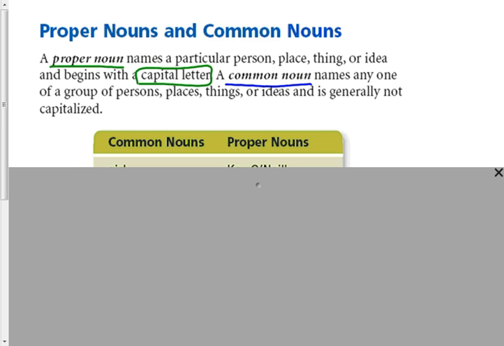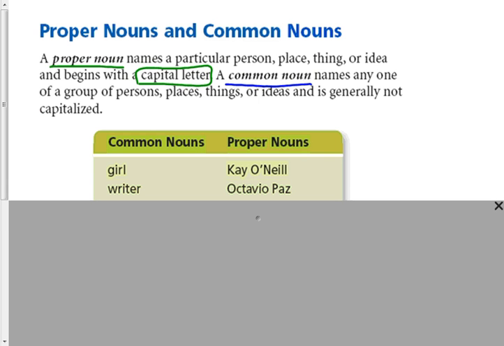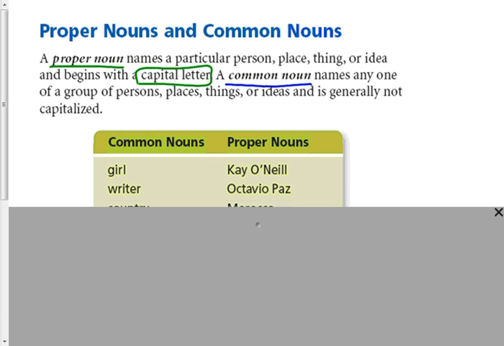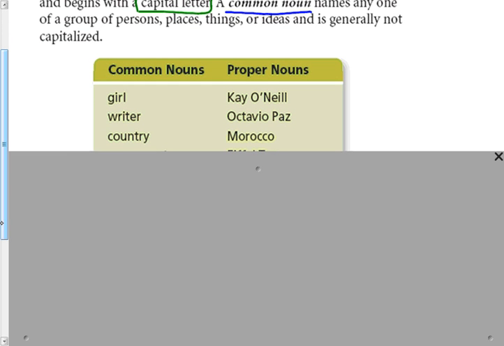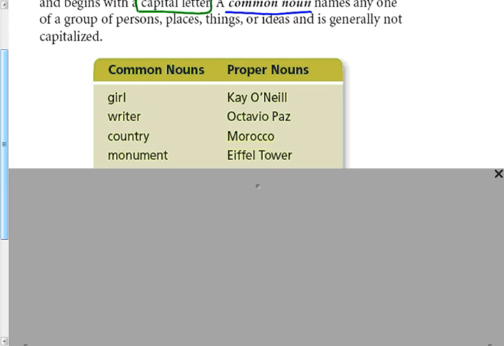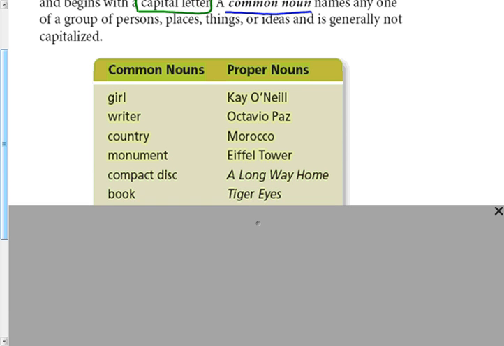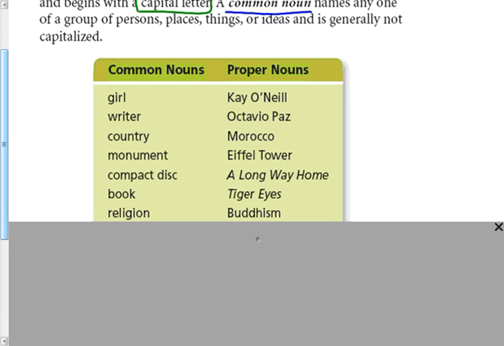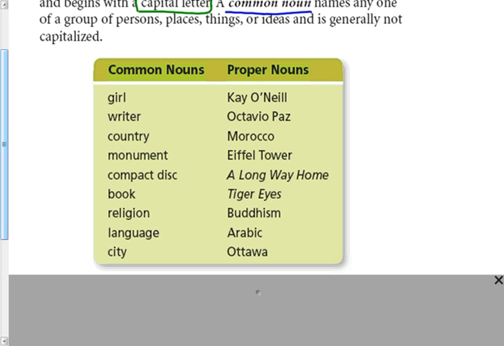So examples here. Girl, it's a common noun, but the girl's name, Kay O'Neill, would be a proper noun. Writer, common noun, but the writer's name, Octavio Paz, is a proper noun. Country, the name of the country, Morocco, it's a proper noun. Monument, the name of the monument, Eiffel Tower, proper noun. Compact disc or a CD, A Long Way Home. A book, Tiger Eyes. Religion, Buddhism. Language, Arabic. And a city, Ottawa.